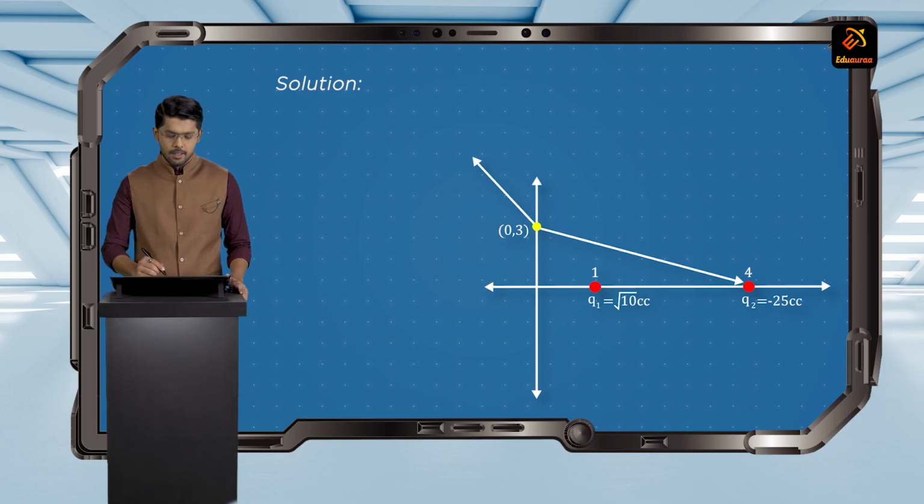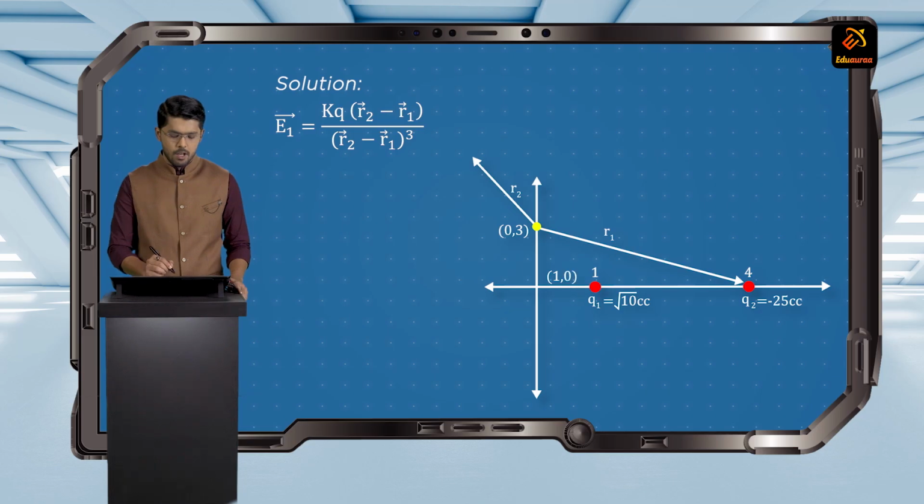We know that the electric field in vector form between 2 points of position vectors R1 and R2 can be written as KQ into (R2 vector minus R1 vector) upon the magnitude of (R2 minus R1) whole cube. So essentially, for this vector, the electric field due to Q1, let's try to write that.